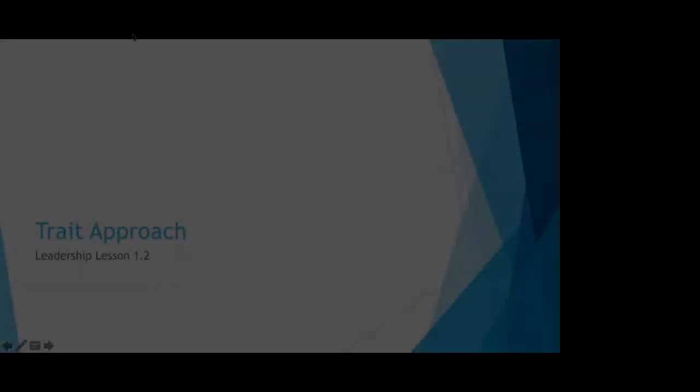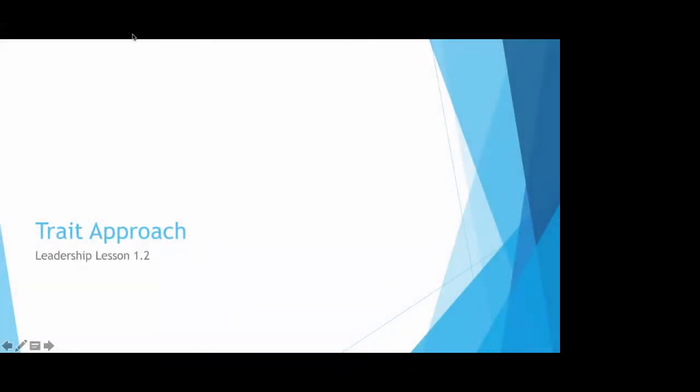So last week we talked about the broad general definition of leadership, how leadership works as a process, and how there are different characteristics that need to be present for leadership to be possible. The trait approach will be talking more about specific traits people have that allow them to be good leaders, and we'll talk about how the trait approach differs.